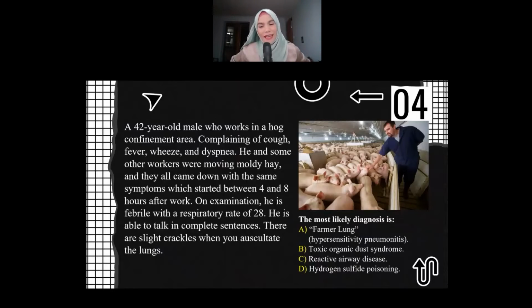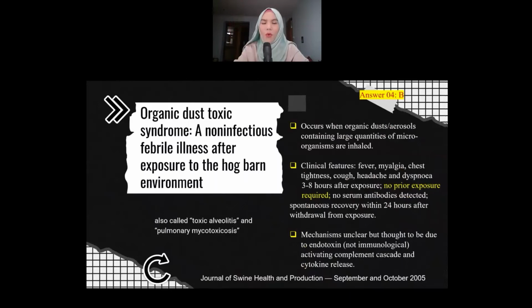The most likely diagnosis is A. Ephemeral lung, B. Toxic organic dust syndrome, C. Reactive airway disease, and D. Hydrogen sulfide poisoning. Tick tock. The answer is B. Organic dust syndrome is a non-infectious illness after exposure to a hot, warm environment.